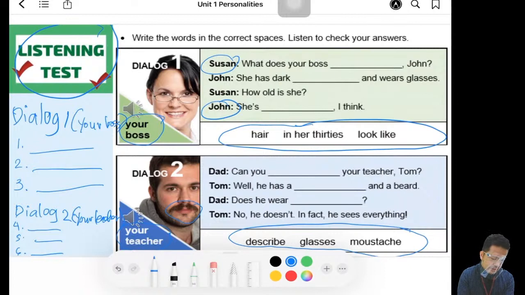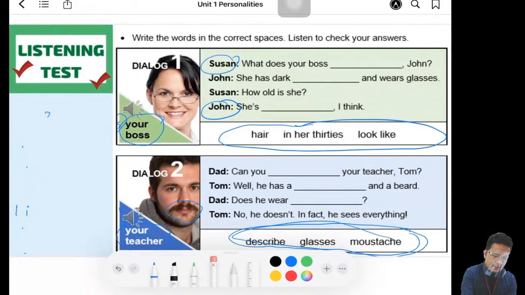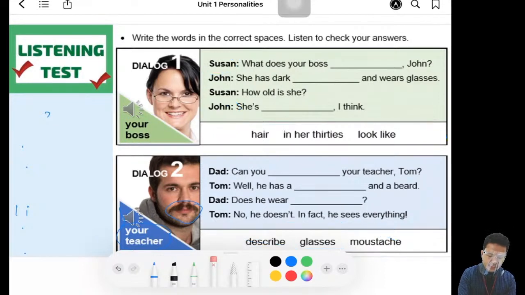Please write your answers here in numbers 4, 5, and 6. And these are your choices. I think it's easier this time for the listening test. Okay, now let's try to go back and have a recap of what you learned today. Tomorrow or in the next meeting, next week, I will collect your output for these activities, for the writing activity as well as the listening test. Let's go back.